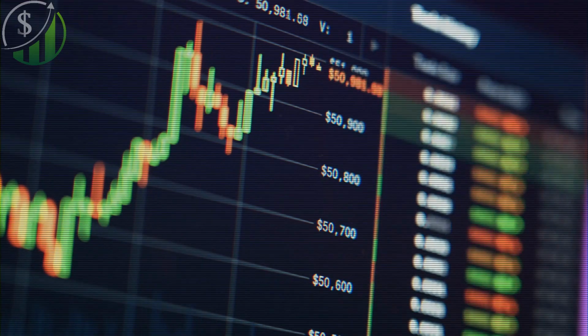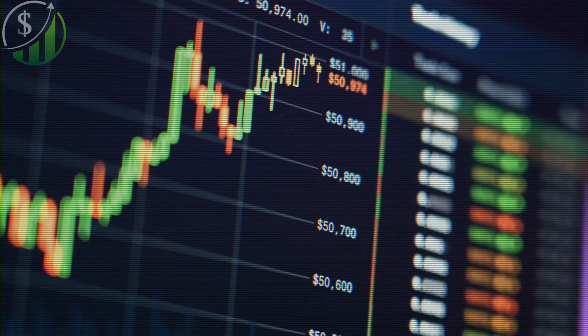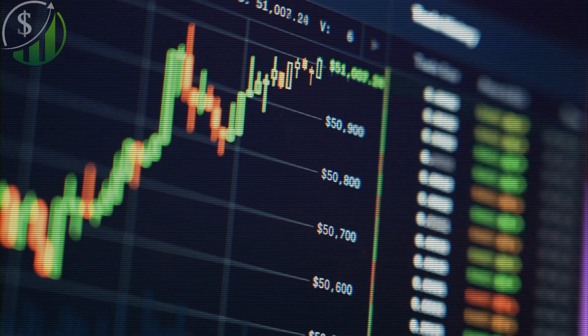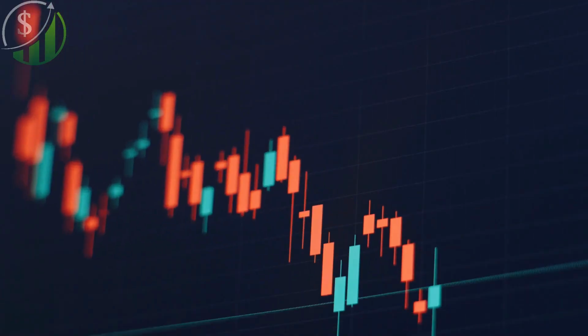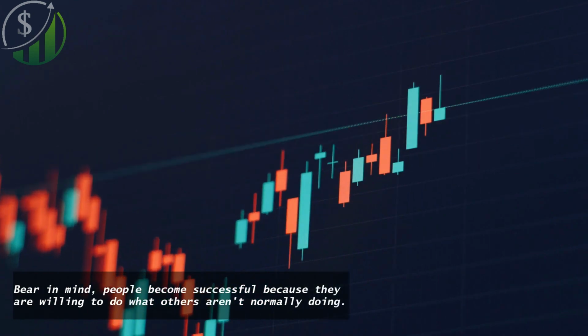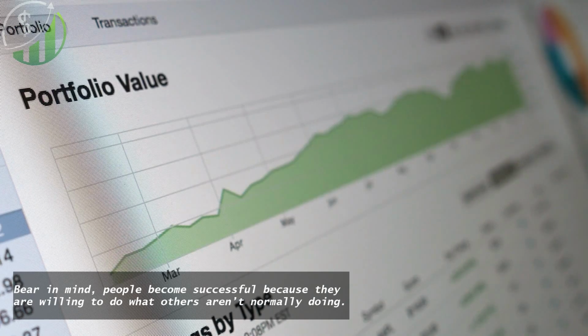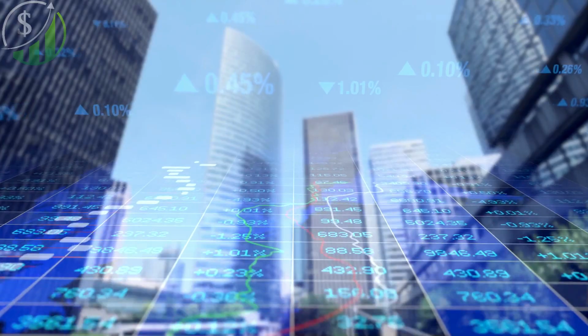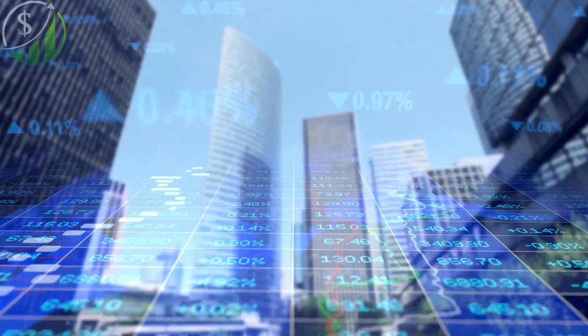This part may seem overwhelming at first, but if you are really aiming to get the most value, you should collect as much advantage as you can. Bear in mind, people become successful because they are willing to do what others aren't normally doing. They spend the extra effort to be the best of the best in the market.